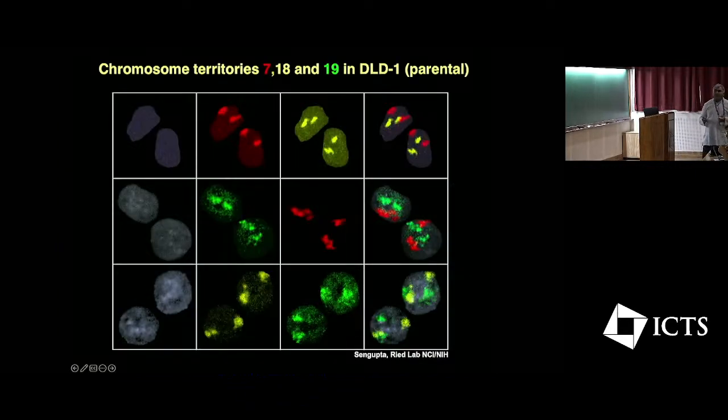So what we first did was a lot of confocal imaging to look at chromosome 7 territories, chromosome 18 territories, and chromosome 19 territories. And what you're actually seeing is a projection of a three-dimensional nucleus.